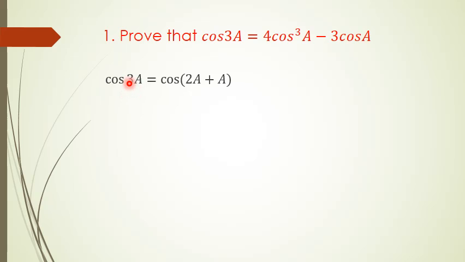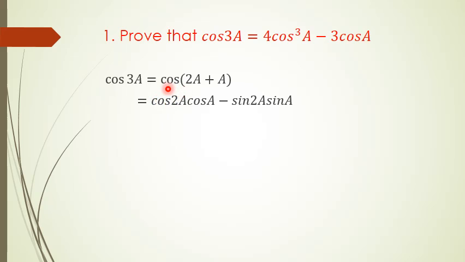Thus, by rewriting 3a as 2a plus a, we have cos 3a equals cos (2a plus a). Then we expand this using compound angle formula. This gives us cos 2a cos a minus sin 2a sin a. Now we must get rid of the double angles because the result that we want here does not have double angles. We use double angle formula to achieve that.